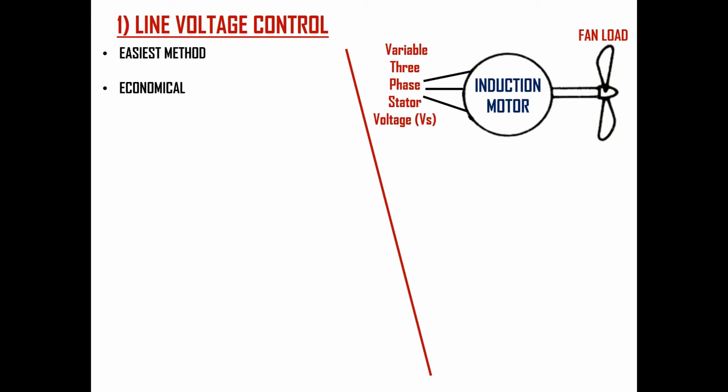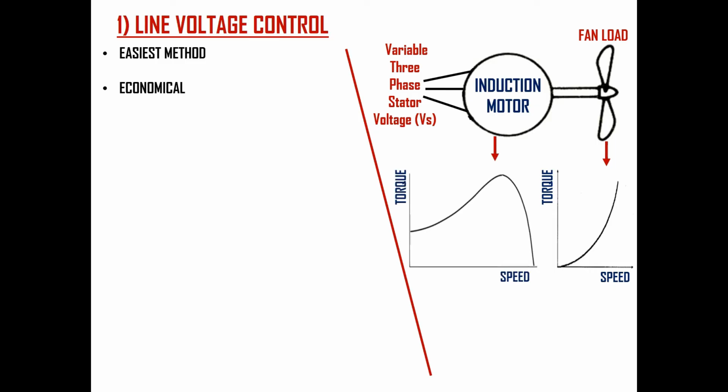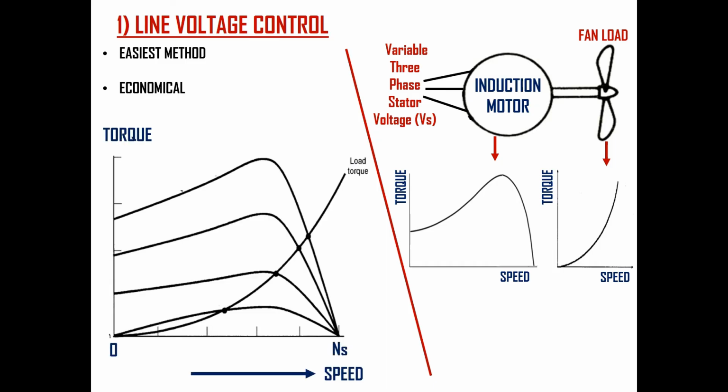Okay, first let's discuss line voltage control method. This line voltage control method is very simple and economical method. To understand this method, let's consider variable three-phase stator voltage is given to the induction motor, which is connected to the fan load. Usually for fan load, the torque varies square times the speed as shown here. We know the speed torque characteristic of squirrel cage induction motor.